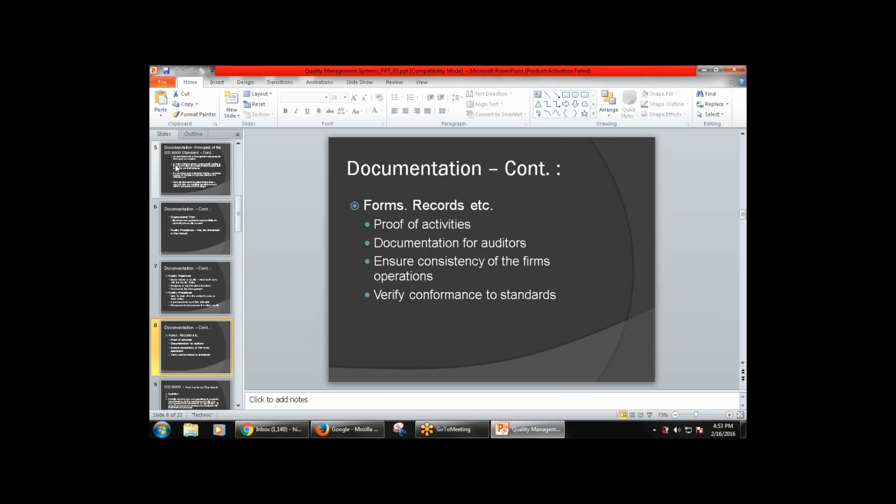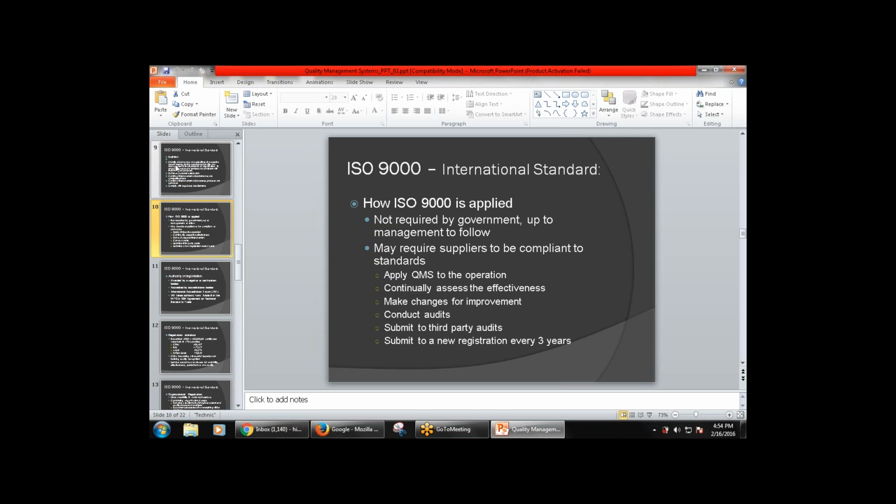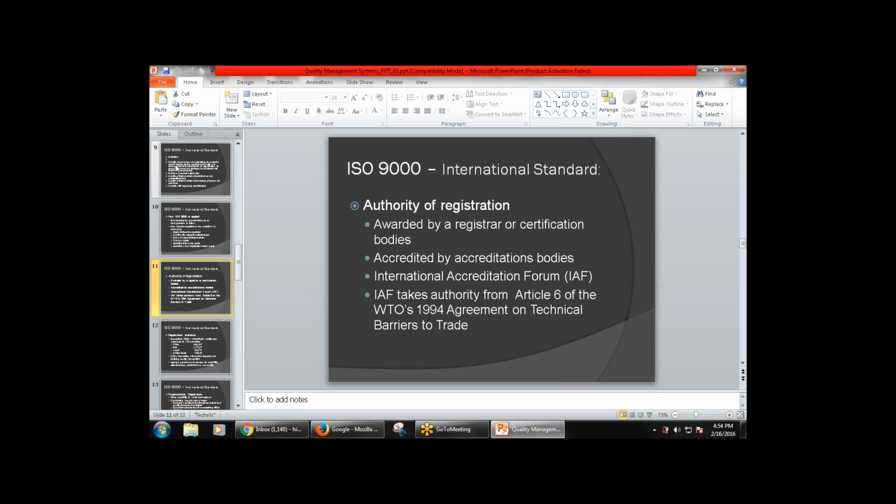And the emphasis is on the standard, that is, whether the standards are met or not. Then this is the definition of ISO 9000, which contains a family of standards and guidelines. Then why is it required? It is not required by the government, it is up to the management to follow. It is required by the management, to be followed by the standard organization.